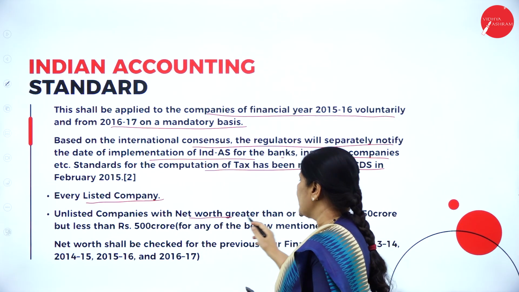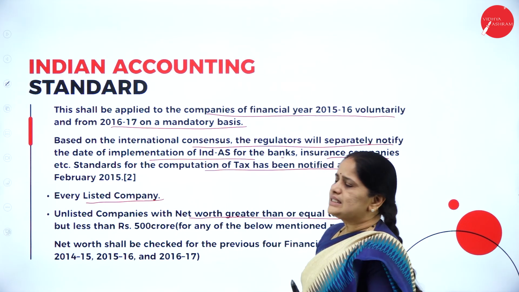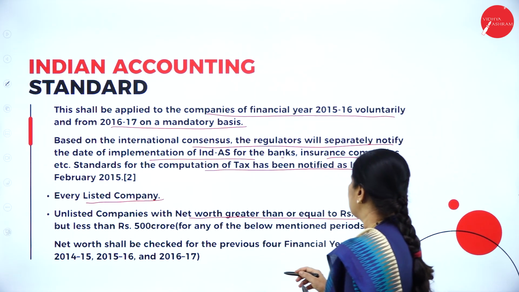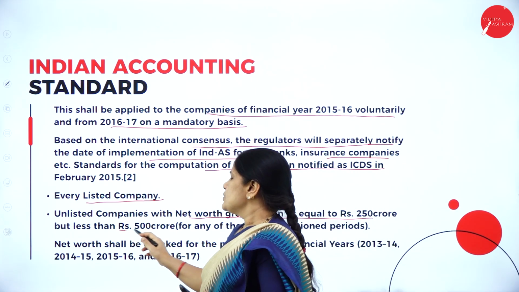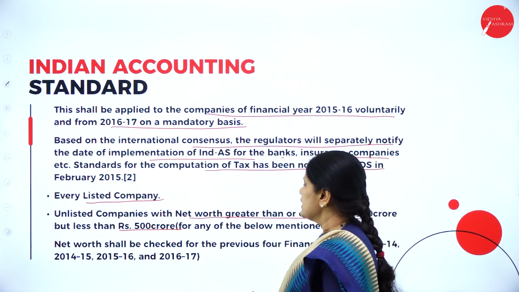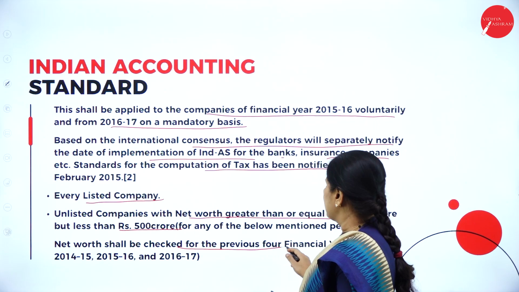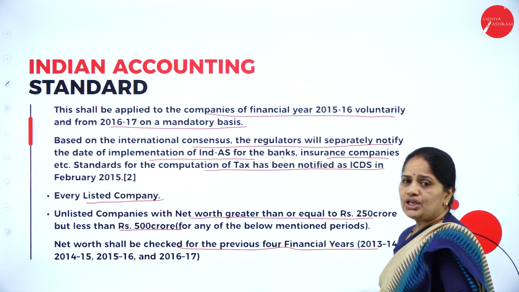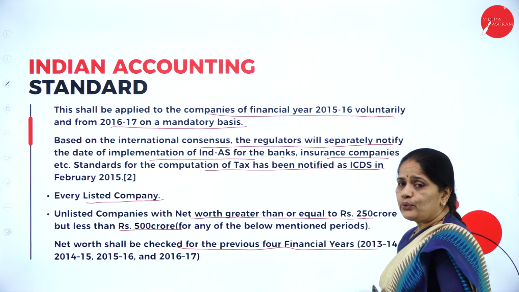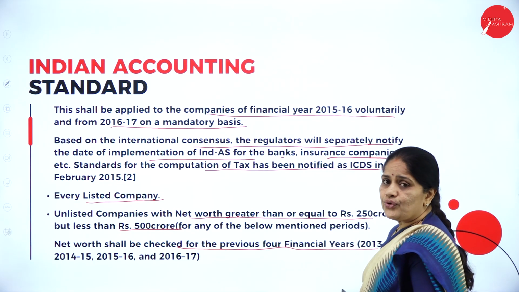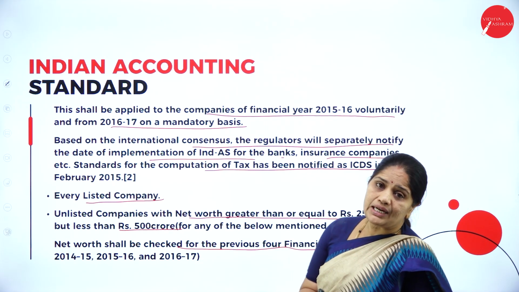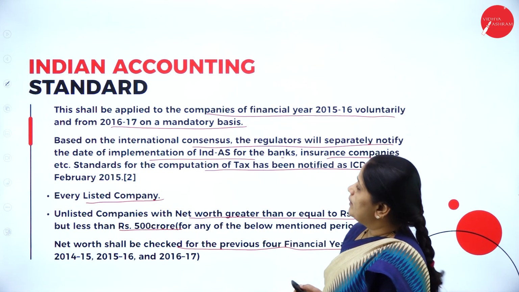An unlisted company with a net worth greater than or equal to 250 crores but less than 500 crores has to comply with the Indian accounting standards. The net worth will be checked for the previous 4 financial years. Now if you have any doubt relating to how to calculate the net worth, for the past 4 years, whatever the transactions of the company, based on that we'll be calculating the net worth of the company.